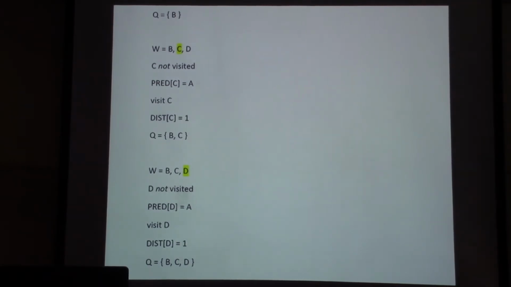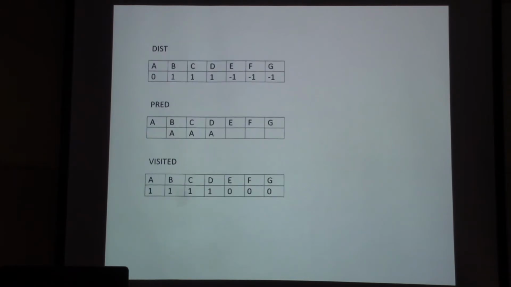What's at the head of the queue? B. So B is the head of the queue. We take B. Okay, that's the state of the vectors. So you can see 0, 1, 1, 1. Notice that distance means A is 0 away from A. B, C, and D are all 1 away from A. And E, F, and G have not been visited. The visited vector has included the first 4. Anything that's not a -1 has been visited. And the predecessors are A in the case of BCD, because they are the direct successors of A. A is their predecessor.